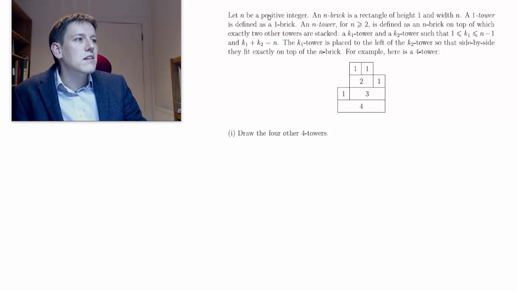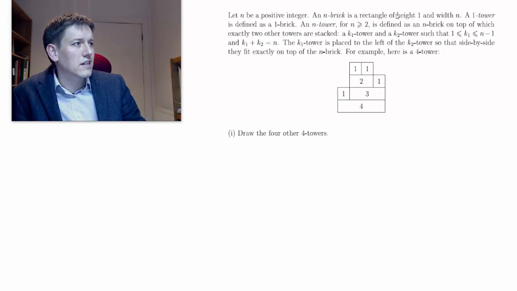So it says let n be a positive integer. An n brick is a rectangle of height 1 and width n. Okay, so as examples of an n brick, I've got a 3 brick, a 4 brick, a 1 brick. So this picture here is made up of different bricks.